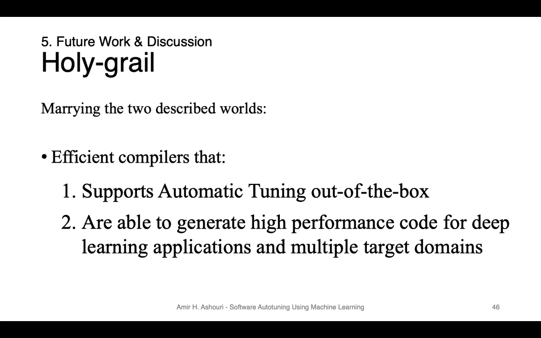And if you marry the two worlds, you're going to find a holy grail. You're going to have efficient compilers that support automatic tuning out of the box. It's going to be very nice if we have it in the future. Certainly, we are going towards that. Also, compilers that are able to generate high-performance code for deep learning applications and for multiple target domains.